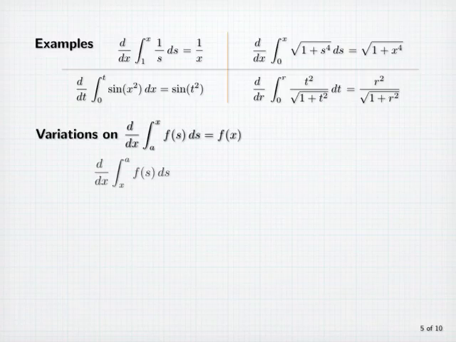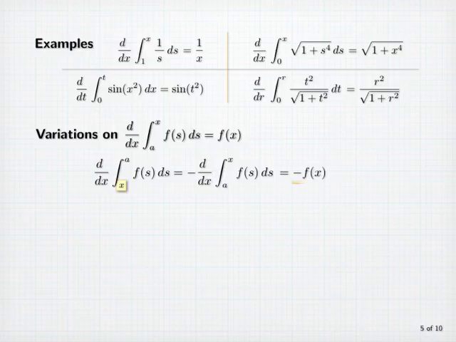Suppose we have a function that's defined to be the integral from x to a of f of s ds, as opposed to the integral from a to x. In other words, the variable appears as the lower limit of integration. How would we take its derivative? Well, it's a simple matter to simply reverse the limits of integration by introducing a minus sign. So we end up here with a derivative that's minus f of x.